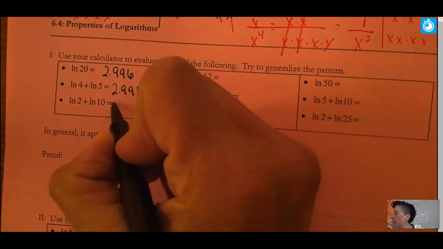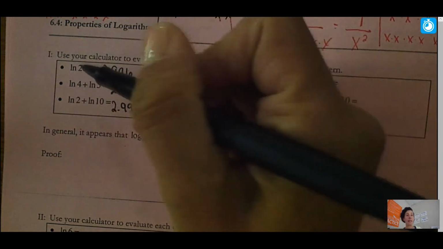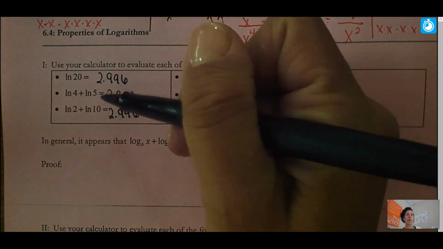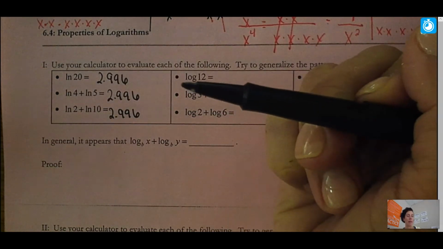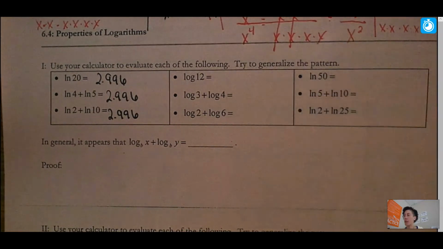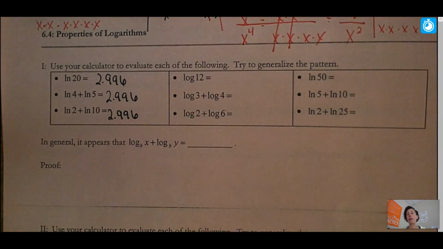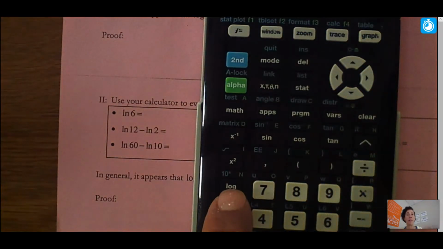So the question is, why does something as simple as this result in the same two answers as these two when it's a little bit more complicated? Okay, so just take a look at it. We're going to do one more. So let's try this one. This one just wants me to use the log button. Remember, the log button just has an automatic invisible base of 10.